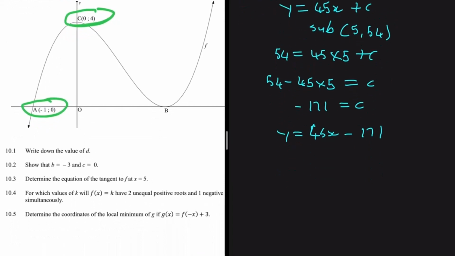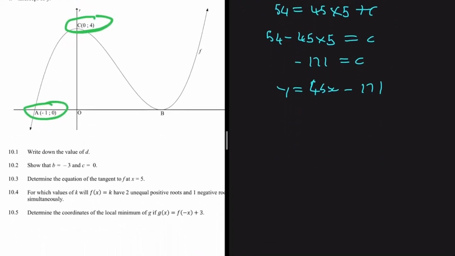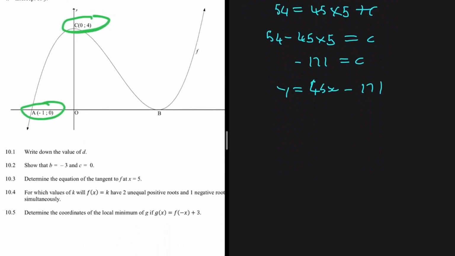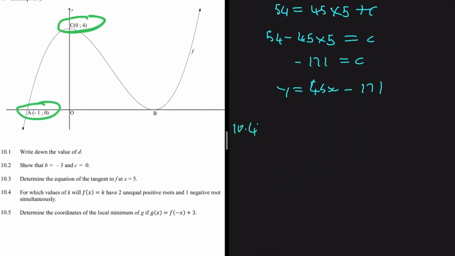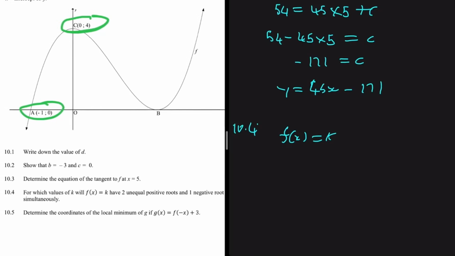Such an exciting problem. Let's do 10.4. 10.4 is one of those kinds of problems that people don't really want to do, but it's not that bad. So they're saying, for which values of k will f of x equals k have 2 unequal positive roots and 1 negative root simultaneously?